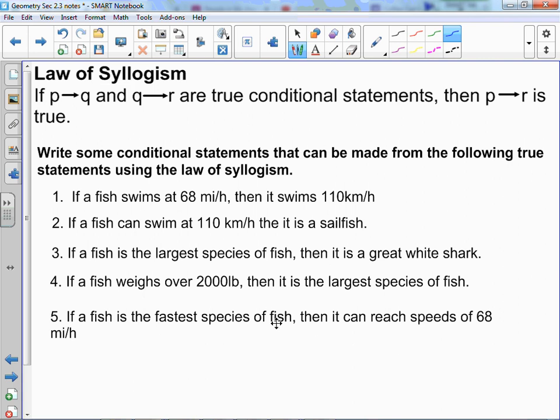All right, so then the next one here, the law of syllogism. If P then Q and Q then R are true conditional statements, then P then R is a true statement.